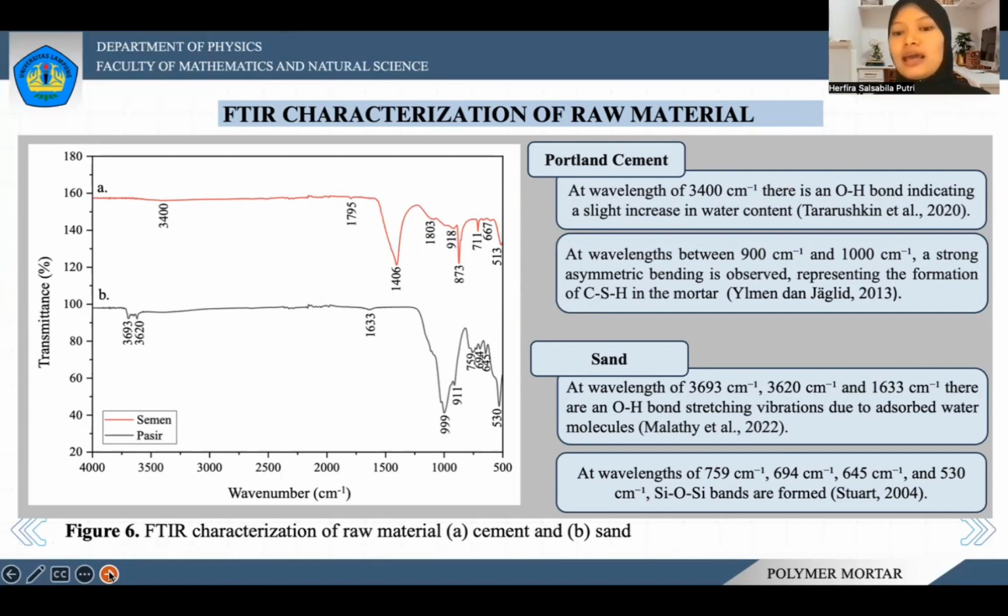And for the sand, at wave number 3,693, there is an O-H bond edge, stretching vibration due to absorbed water molecules, and at wave number 759, Si-O-Si bands are performed.